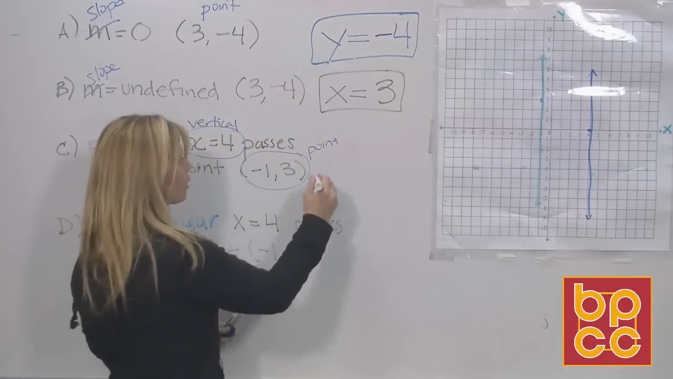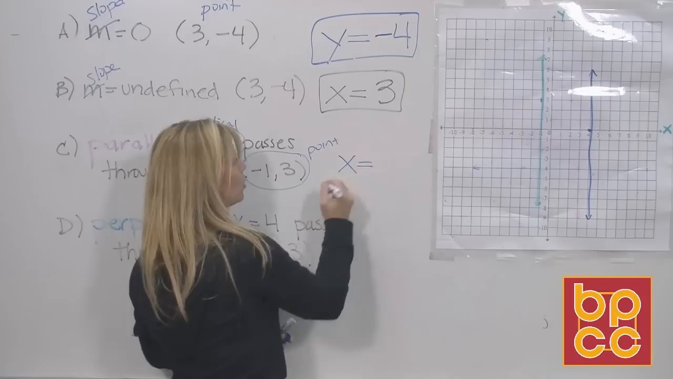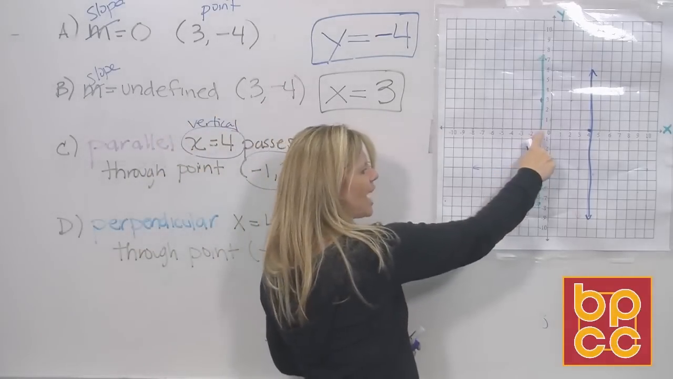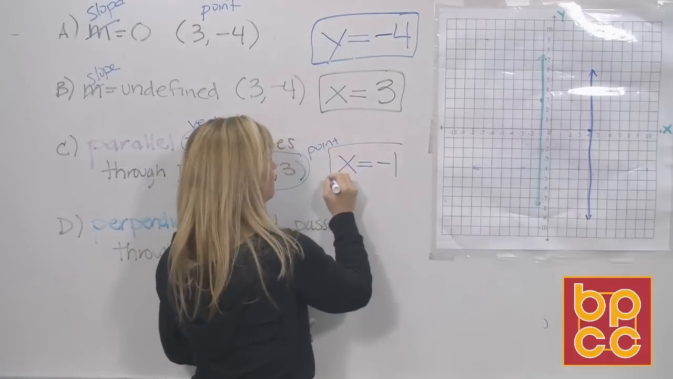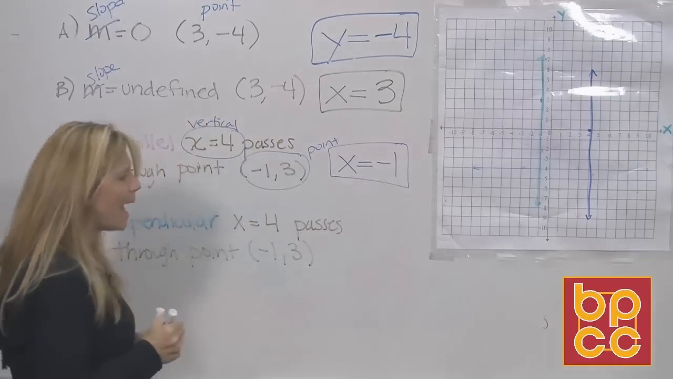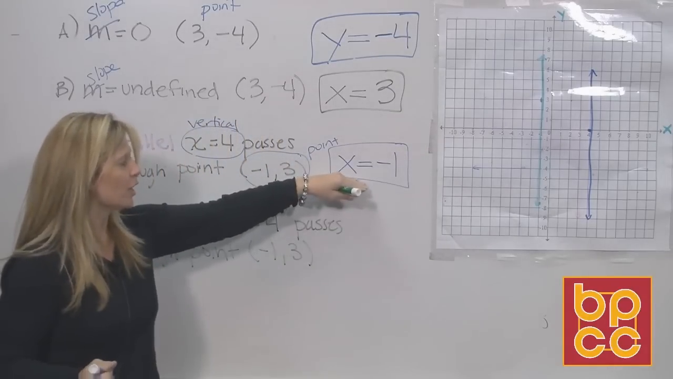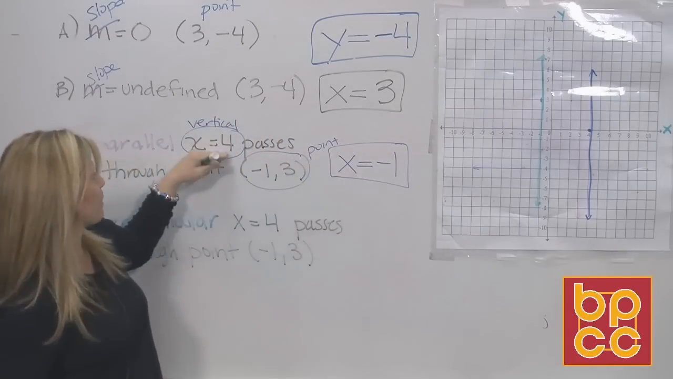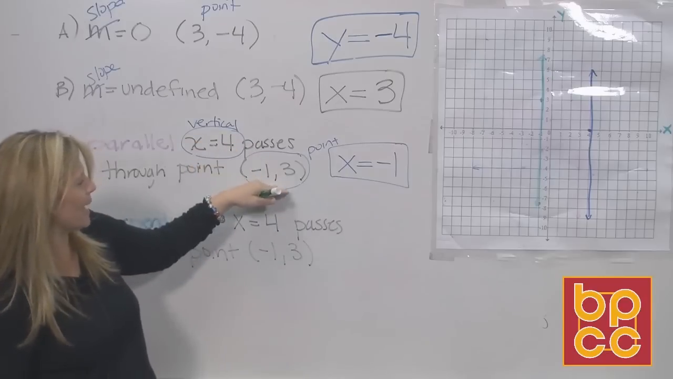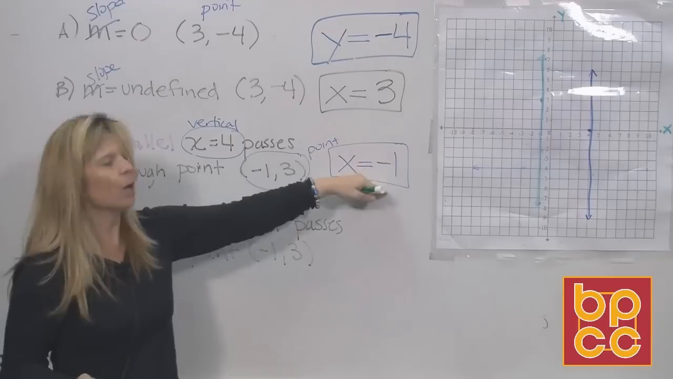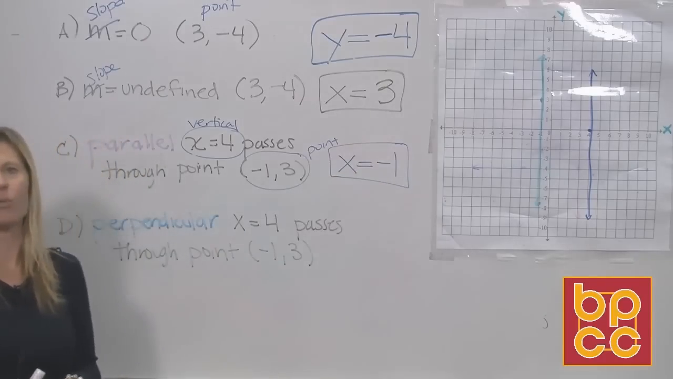Well, it's also a vertical line. So you use the letter x equals, and if you look at the picture, it touches at -1. And that would be your answer. The equation of the line that is parallel to x = 4, that passes through this point, -1, 3, would be the equation x = -1.